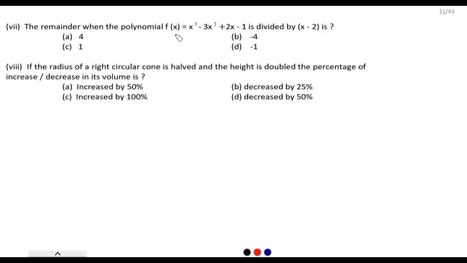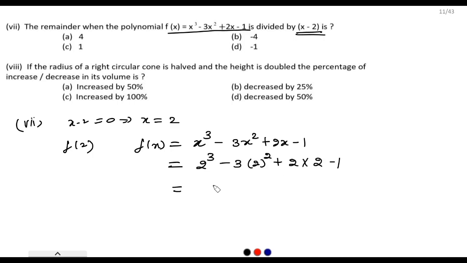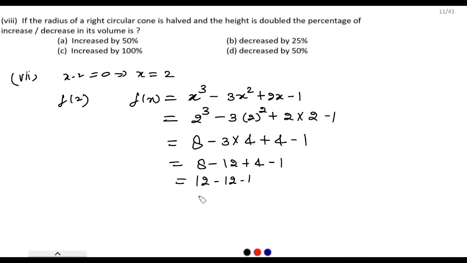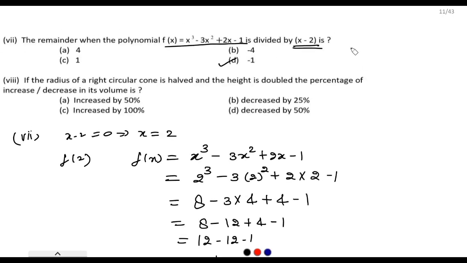Next, the remainder when the polynomial is divided by x minus 2. This is a question based on the remainder theorem. If x minus 2 is 0, then x is equal to 2, means f(2) will be the remainder. Find f(2) by substituting 2 in place of x in the function. Minus 1, this will be the remainder. Option D is the right option.